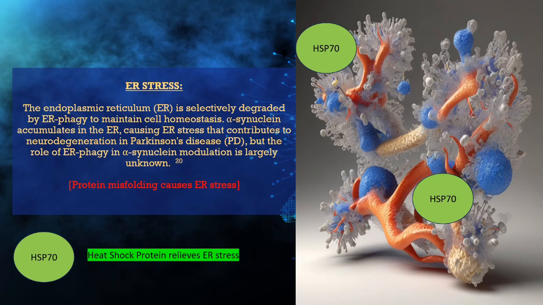The endoplasmic reticulum, or ER, undergoes selective degradation through a process called ER-phagy, which is crucial for maintaining cell homeostasis. In Parkinson's disease, alpha-synuclein builds up in the ER, leading to ER stress and ultimately contributing to neurodegeneration. However, the exact role of ER-phagy in regulating alpha-synuclein levels remains largely unknown.